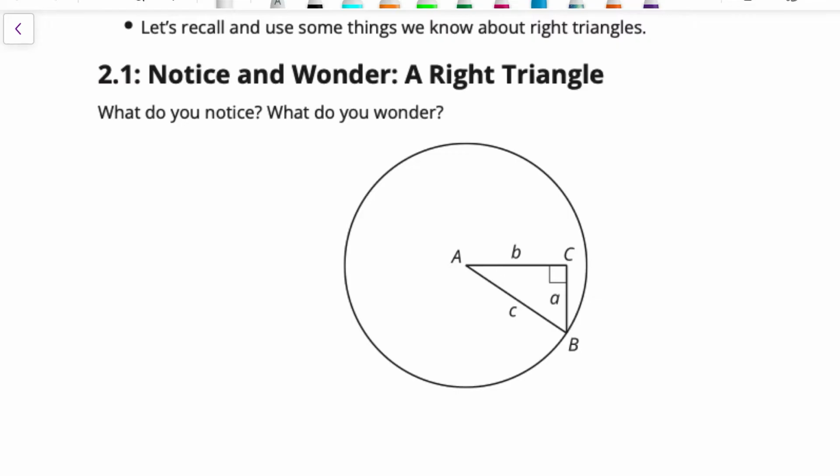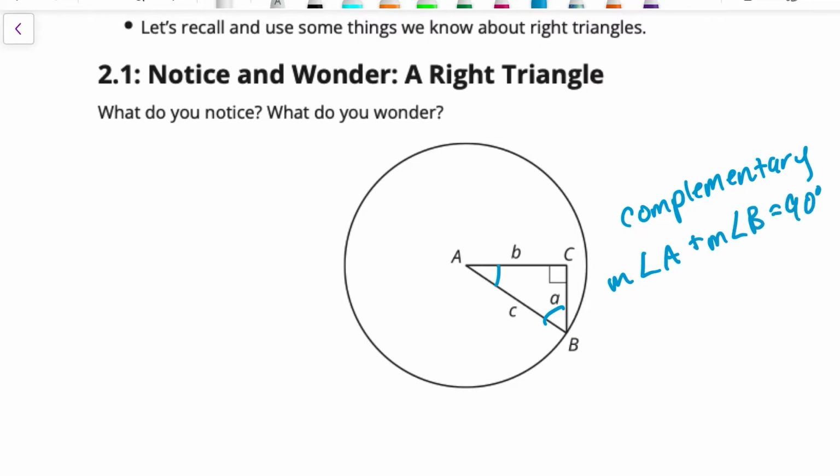It also looks like A is shorter than B, but we might not know that for sure. It also looks like angle A is smaller than angle B. We could use the Pythagorean theorem to solve for some of the sides. Hopefully we remember that the angles of a triangle add up to 180. So if angle C is already 90, then angle A plus angle B has to be 90 also, which means they are complementary. So the measure of angle A plus the measure of angle B is equal to 90 degrees. That will come in handy later.